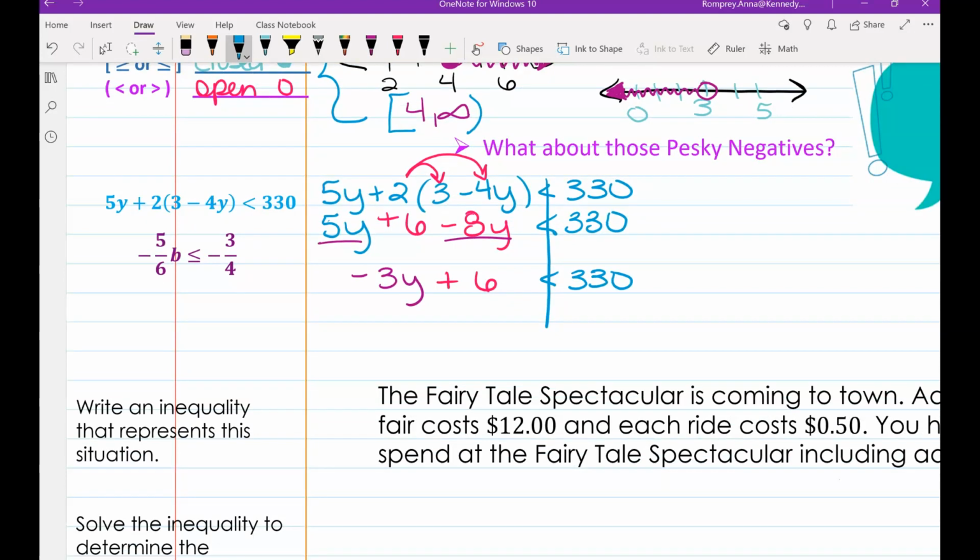So let's undo this plus or positive 6. So let's go ahead and subtract 6 from both sides. So negative 3y is less than 330 minus 6. So 224. Sweet. All right. Now, we are going to divide both sides to get rid of this negative 3. So we're going to divide both sides by negative 3.